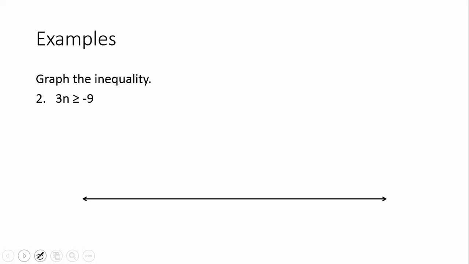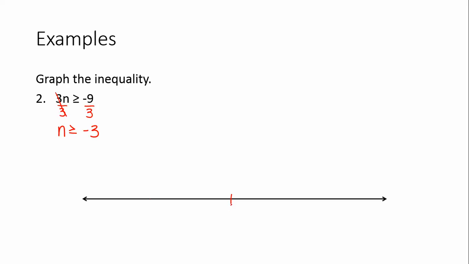Okay, example 2. 3n is greater than or equal to -9. Again, we want our inequality always solved for the variable, so first we need to divide both sides by 3. Remember that solving inequalities is really just like solving equations. -9 divided by 3 is -3, so we have n is greater than or equal to -3.